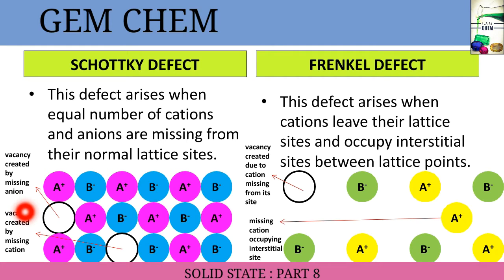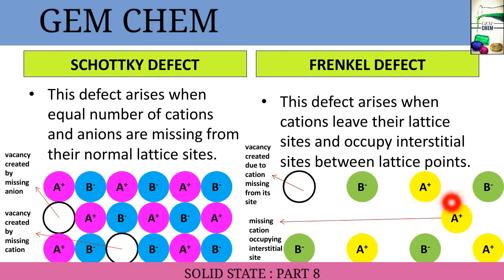but there is a vacancy created by a missing anion and a vacancy created by a missing cation. Whereas in Frenkel defect, this defect arises when the cations leave their lattice sites and occupy interstitial sites between the lattice points. So we see that A plus should have been present here, but it is occupying an interstitial void or interstitial site. So we can say that this is a vacancy created due to the cation missing from its site, and this is the missing cation occupying the interstitial site.